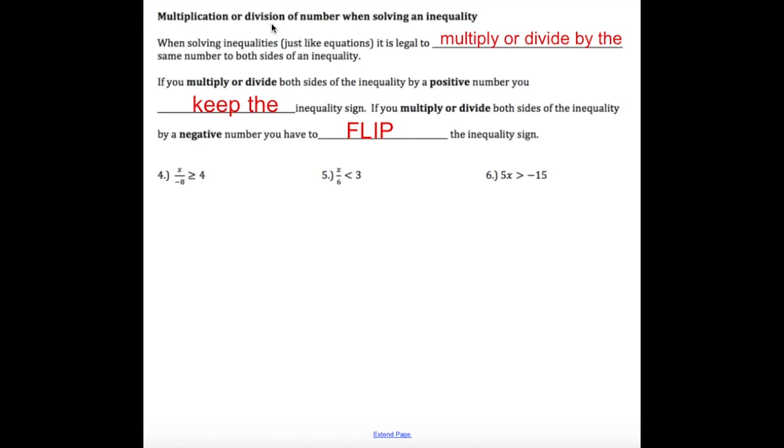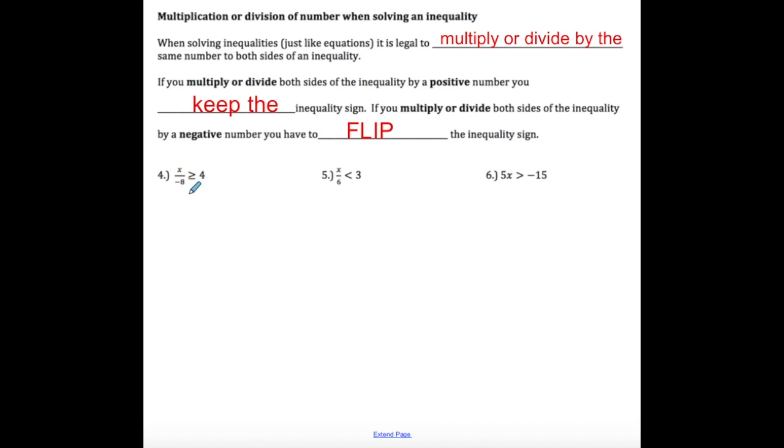if we have multiplication or division when we're solving an inequality. When solving inequalities, just like equations, it is legal to multiply or divide by the same number on both sides of the inequality. In the investigating inequalities activity, we saw, though, that if we multiply or divide both sides of the inequality by a positive number, we keep the inequality sign the same. If you multiply or divide both sides of an inequality by a negative number, you must flip the inequality sign to maintain a true statement. So let's do a couple examples like that.